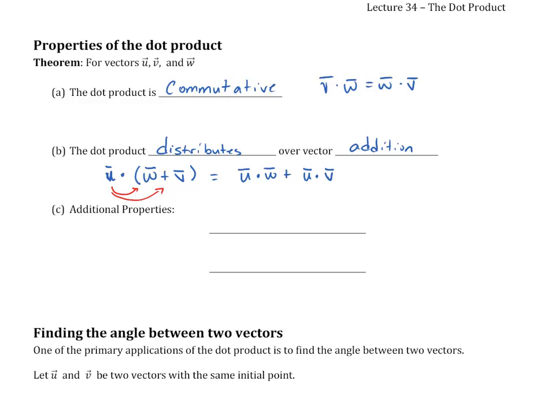A couple of additional properties that are true and not too hard to see why they would be true. We've actually seen the first one. v dotted with itself is its magnitude squared. And if you take the 0 vector, not just the 0 number, but the 0 vector, 0i plus 0j, and dot it with any vector, you get 0.